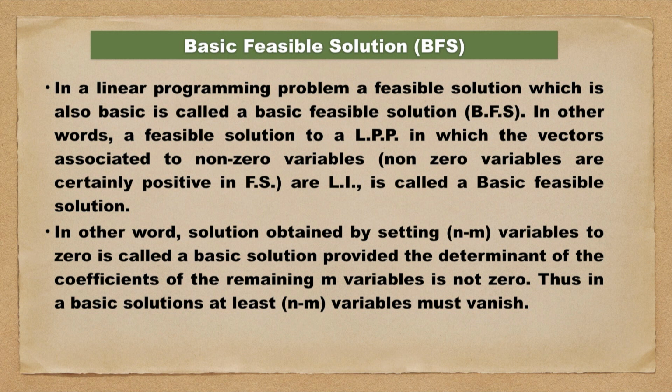for example, we have n number of variables and m number of constraints. The number of variables is greater than the number of constraints, number of equations, then the solution obtained by setting n minus m variables to 0 is called a basic solution, provided the determinant of the coefficients of the remaining m variables is non-zero. It means the vectors associated with the non-zero variables are linearly independent, then this is called the basic solution, and in a basic solution at least n minus m variables must be 0.